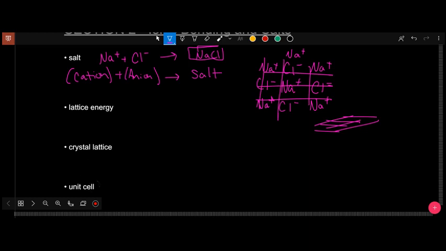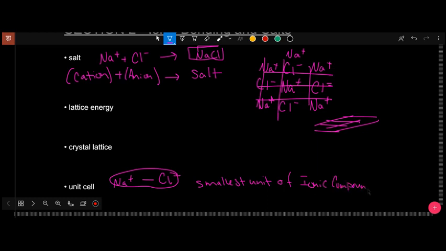And then when you have 1 part sodium with the 1 part chloride that it's bonded to, that's called a unit cell. Okay, so that's a simple ratio. So it's the smallest unit of an ionic compound. Now the crystal lattice again is the shape an ionic compound is going to take. Or form, I should say, maybe.